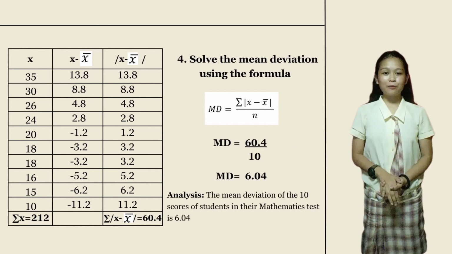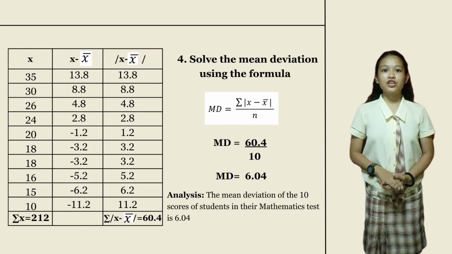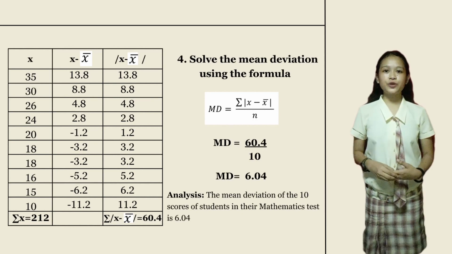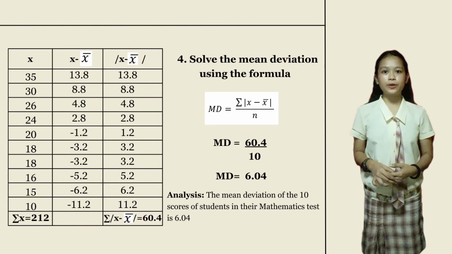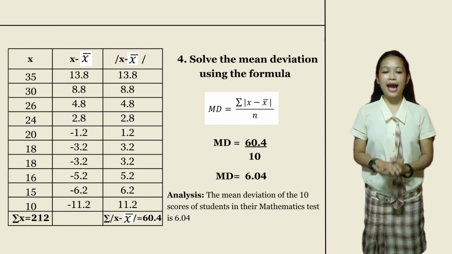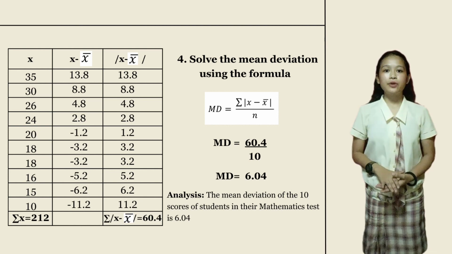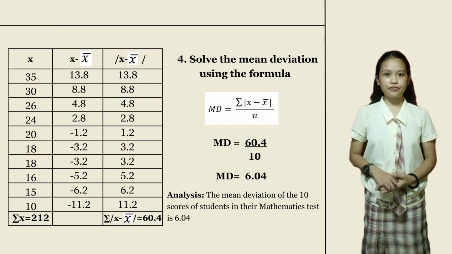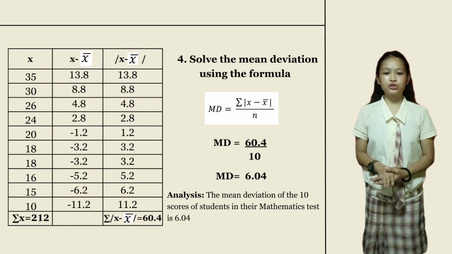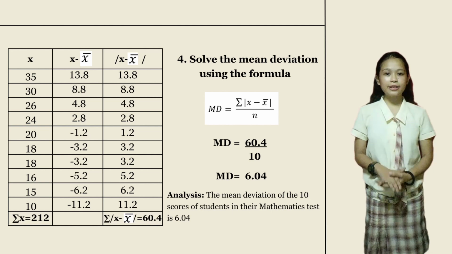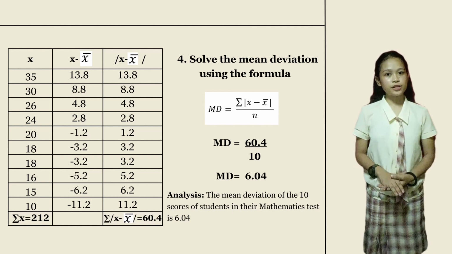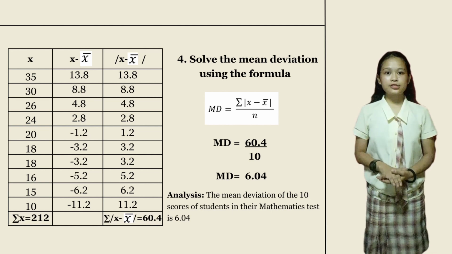For the last step, we have to solve the mean deviation using the formula. Since we're done getting the absolute value of the individual score minus the sample mean, we simply add everything in the third column, and we get 60.4. So we substitute 60.4 in our formula. 60.4 divided by 10, which is the total number of scores, we get 6.04.